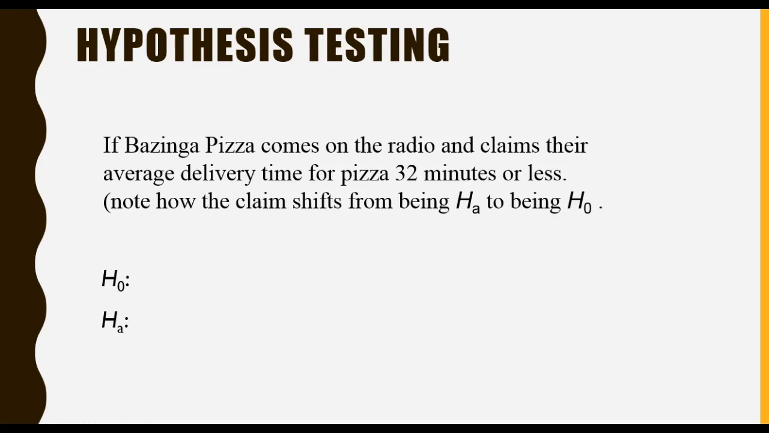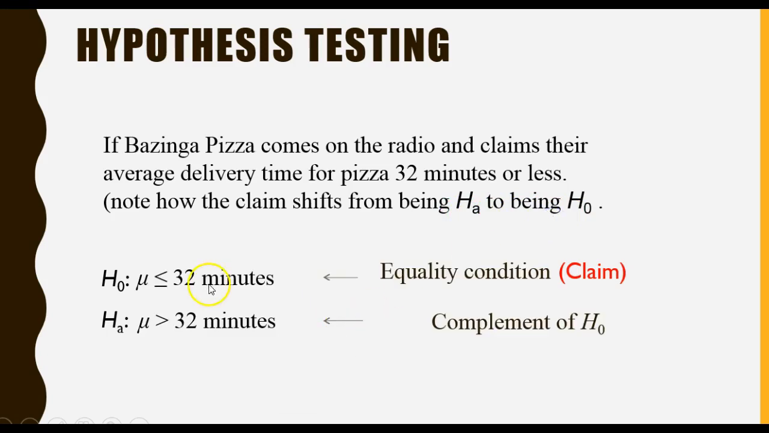However, let's say Bazinga Pizza comes on the radio and claims that their average delivery time for pizza is 32 minutes or less. Note how the claim shifts from being an alternative to being a null hypothesis. So now our claim is that the mean time is 32 minutes or less. So my claim is now the null hypothesis. What is the complement? That it's greater than 32 minutes. So always be really careful on how you look at those.